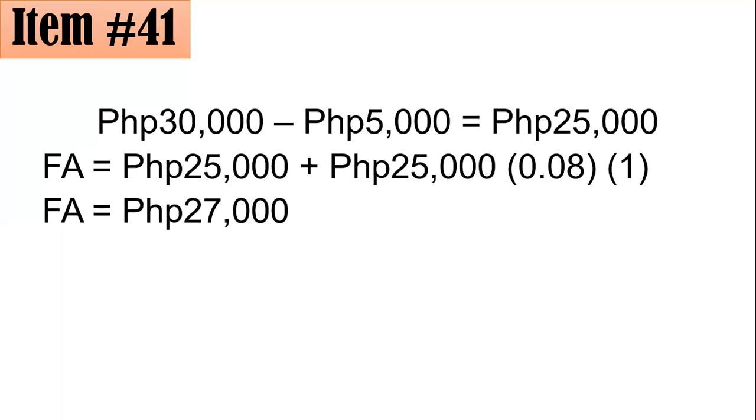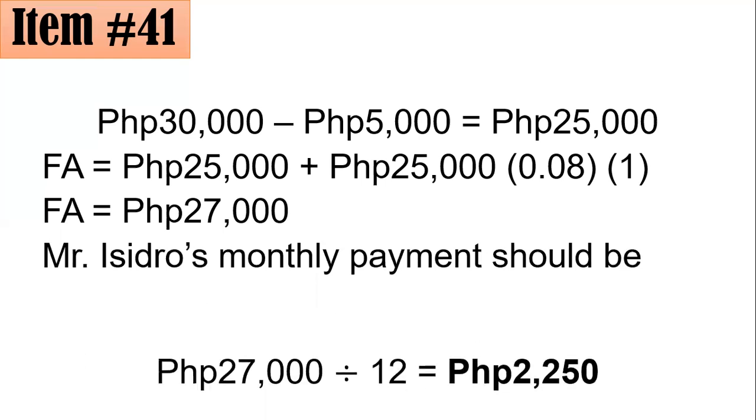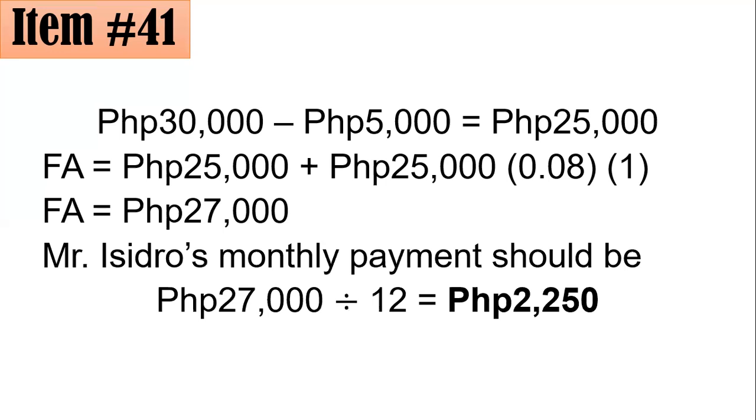And what does this mean? This means that this 27,000 pesos will be divided equally for your 12 installments. That's why Mr. Isidro's monthly payment should be 27,000 pesos divided by 12, which is 2,250 pesos. Indeed, letter C. Galing po. Congratulations. Good job. Thank you po, Sir PJ and Sir Freddy, and to everyone who commented their answers.